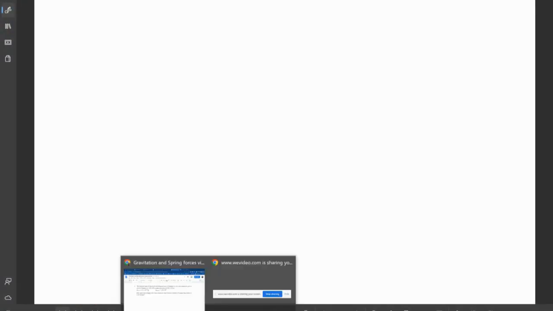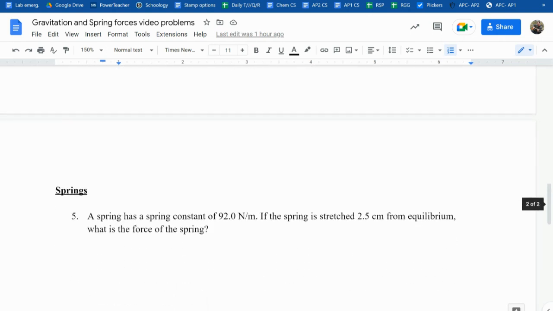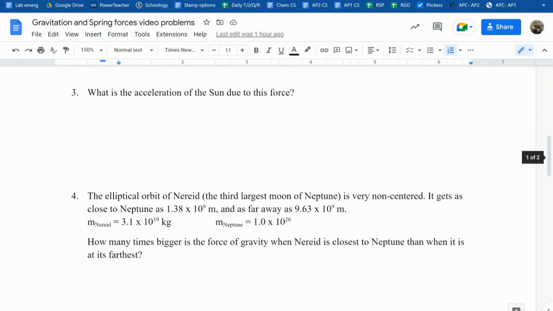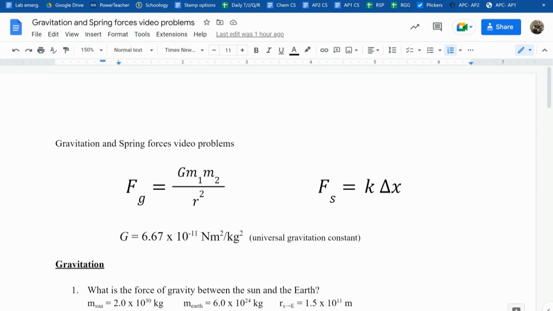So we are going to now go on to springs. If you scroll up to the top of our gravitation and spring video problems, you'll notice this equation right here. So force of a spring is just equal to K times delta X. K times delta X. What that means?